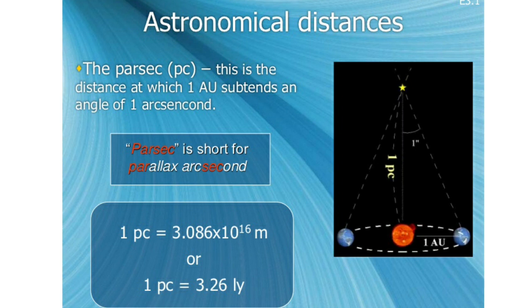Parsec is the distance at which the average distance between Earth and Sun subtends an angle of 1 arc second, or simply 1 second. Or in other words, it is the distance at which 1 astronomical unit subtends an angle of 1 second, and its value is 1 parsec equal to 3.086 × 10^16 meter, and this is the same as 3.26 light years. That means 1 parsec is the same as 3.26 light years.